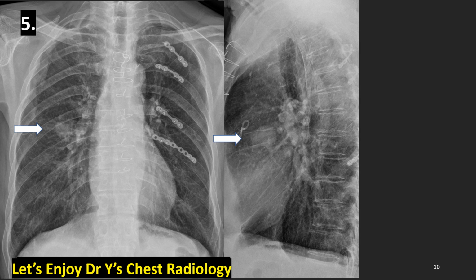Also, we can find out the right middle lobe location of this tumor on lateral film. Just below the minor fissure, there is a mass.